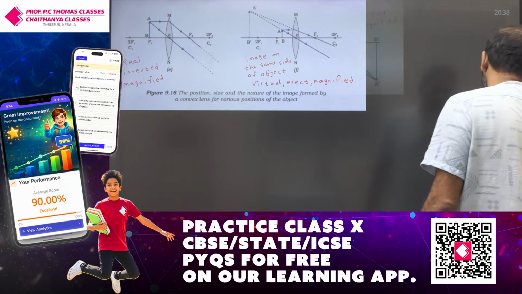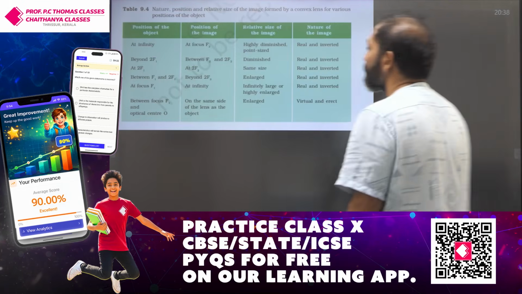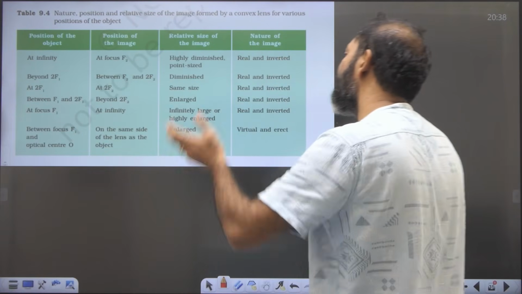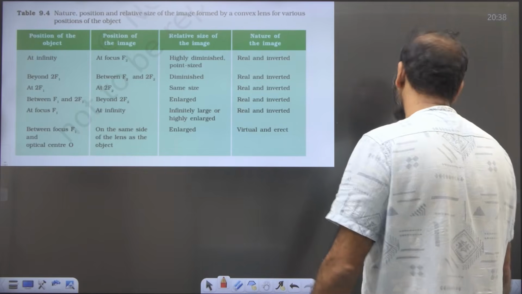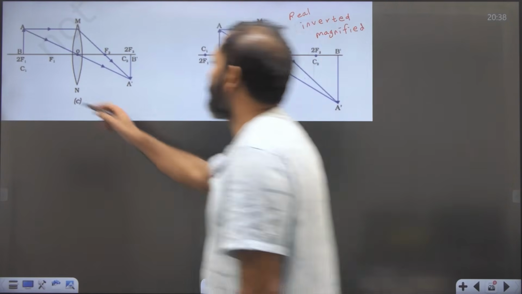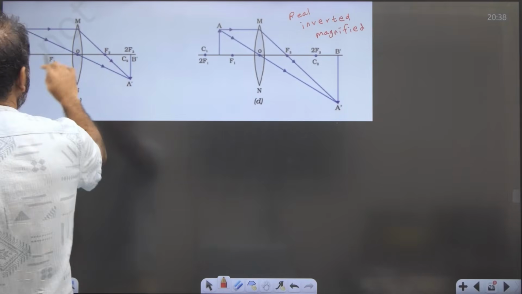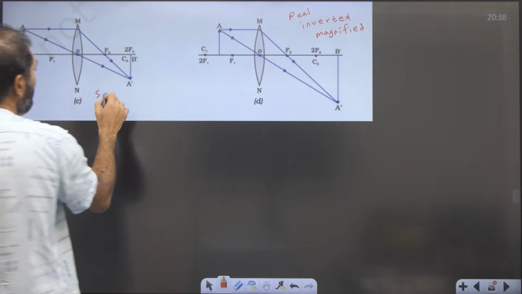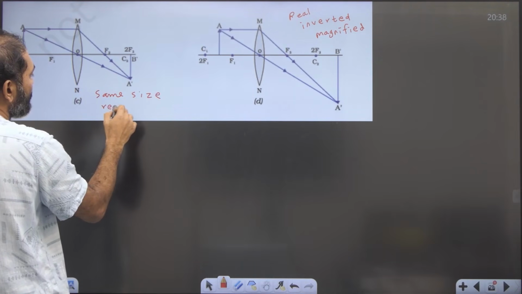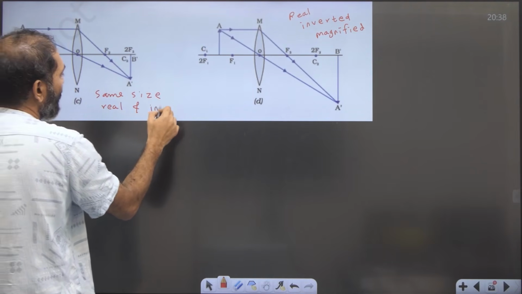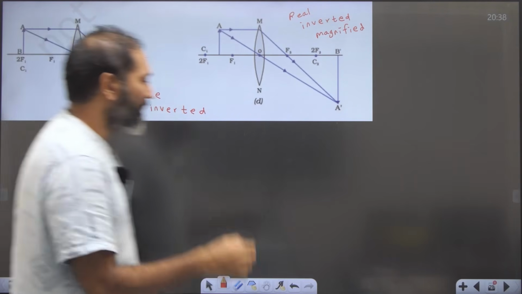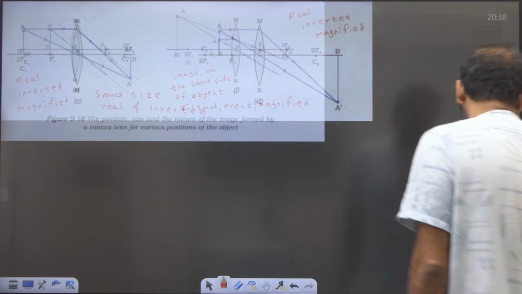Then at 2f1. Then image is also at 2f2, same size, real and inverted. At 2f1, image is what? At 2f2, same size, real and inverted. Image is of same size, real and inverted. What will be the magnification? Magnification 1. That is no magnification because object size is equal to image size.